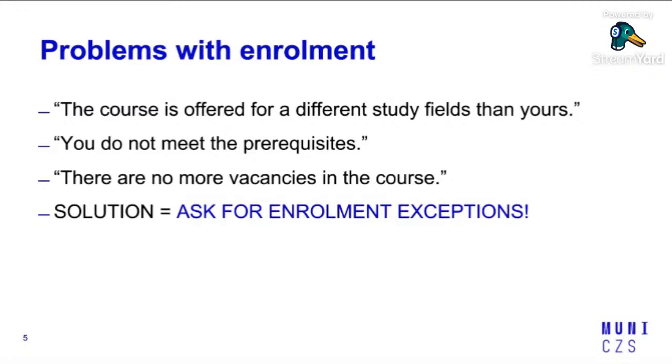You can apply for the exception. In this case, it's very likely that the exception will be accepted and the teacher will enroll you in the course manually. The second one, you do not meet the prerequisites. It means that you did not pass the course or courses that are required to be passed before you enroll in the course. It applies mostly to local students. The system does not know what kind of courses you passed at your home university. This is the reason why the system will not let you enroll in the course either.